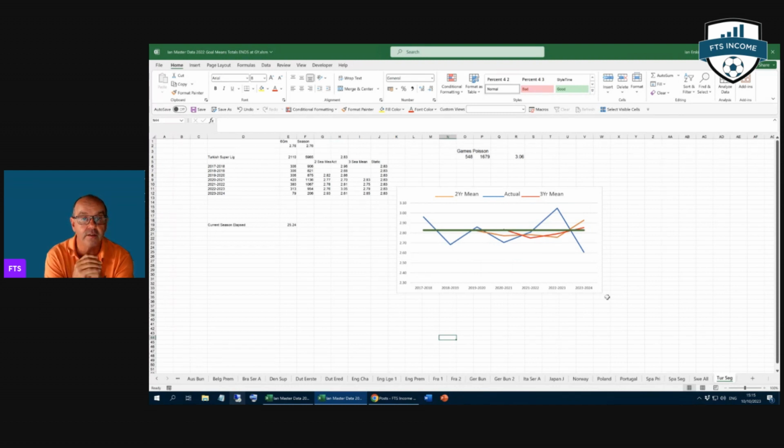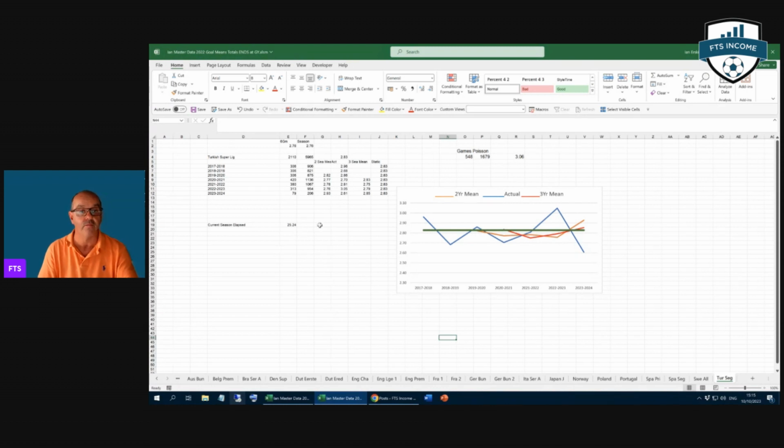Turkey, as you can see this season, is on its lowest that it's ever been. It is on 2.61 goals per game. So its mean average is 2.83. It averaged 2.96 in 17-18, went down to 2.6 in 18-19, then been pretty steady around 2.7, 2.8, shot up to 3 last season. But it's right back down at 2.61, the lowest it's ever been in the last 7 years is what is happening currently.